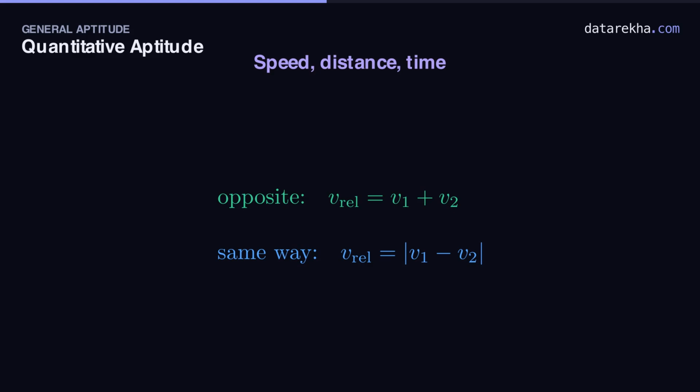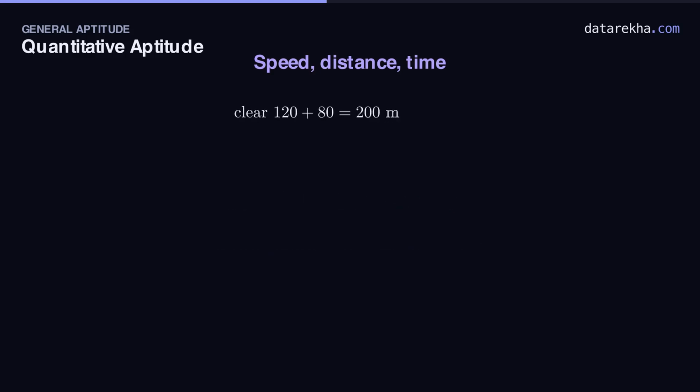Add the speeds when two objects approach, subtract when one chases the other. Two trains, 120 and 80 meters long, at 40 and 60 an hour. To pass each other, they clear their combined length, 200 meters. Head-on, the closing speed is 100 an hour, 27.78 meters a second. So they cross in 7.2 seconds.